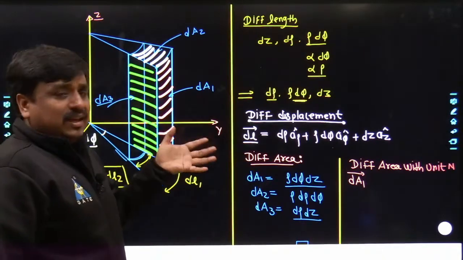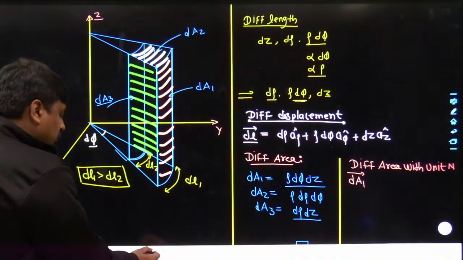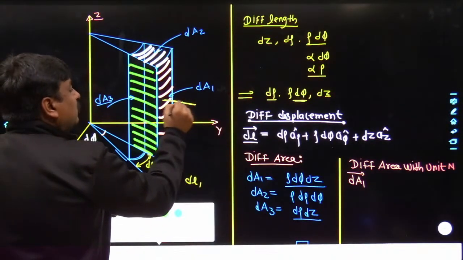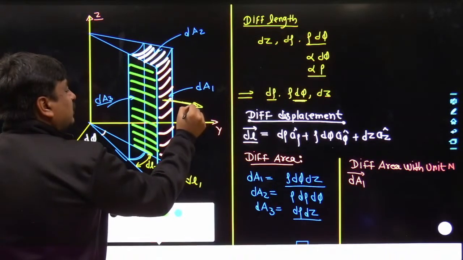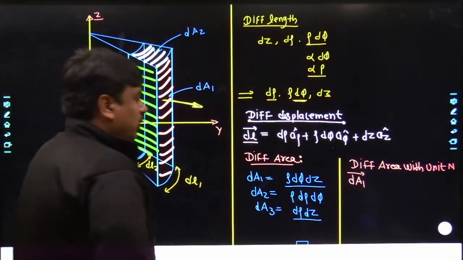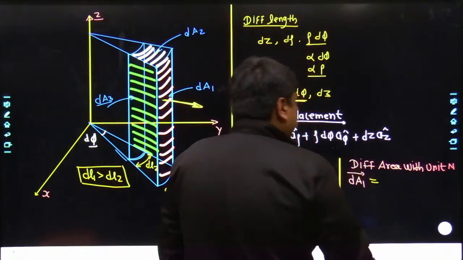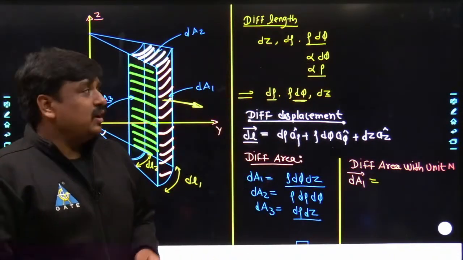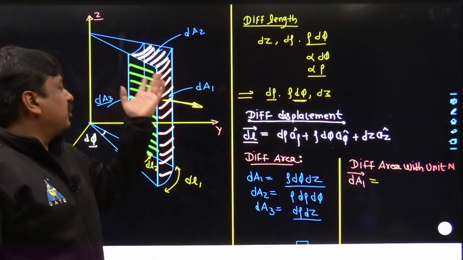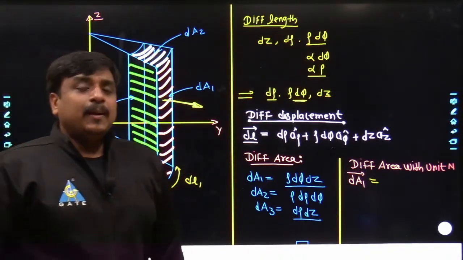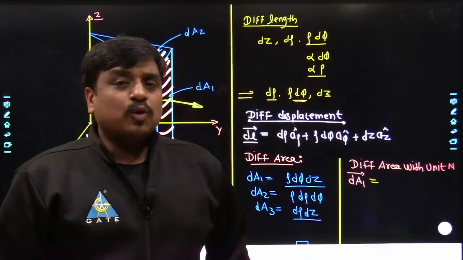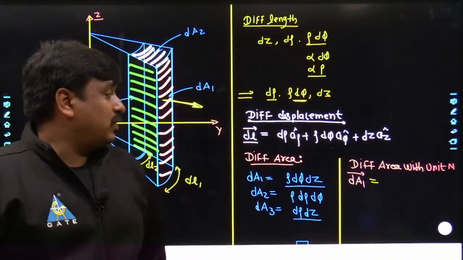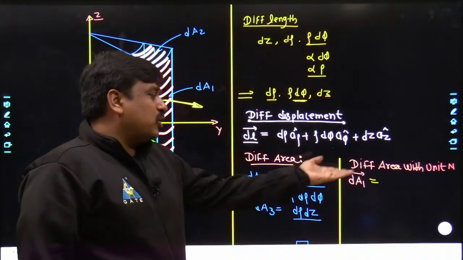If you talk about dA1, may I know what the normal over this surface was? Obviously the direction of the normal is in the direction of a rho cap. Many of us may not be able to visualize how the normal went in the direction of a rho cap, but no worries, because after 5 to 10 minutes I am going to discuss the unit normals, because I have seen many students have doubts over the unit normals in the cylindrical coordinate system and at worst the spherical coordinate system. So for the time being you need not worry much about it.